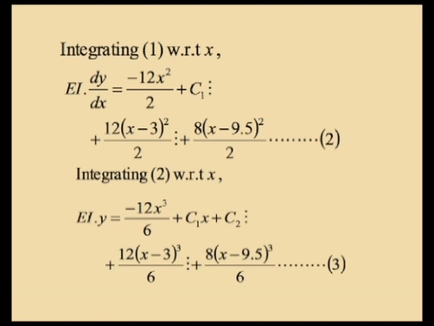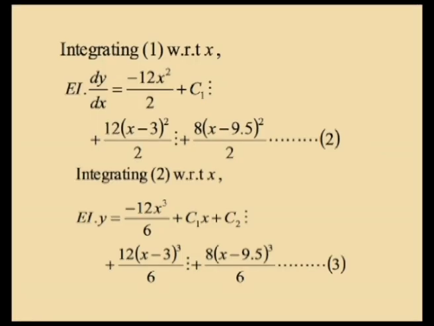So, if we notice, in portions AC and CD we will be having the terms x minus 3 and x minus 9.5, and they should be considered as a single term, and integrated we get x squared by 2. We should not separate them; that is to be borne in mind. Then integrating this equation again with respect to x, we have minus 12 x cube by 6 plus C 1 x plus C 2, and the next term, x minus 3 whole square by 2, will now become x minus 3 whole cube by 6, and x minus 9.5 whole square by 2 will now become x minus 9.5 whole cube by 6.